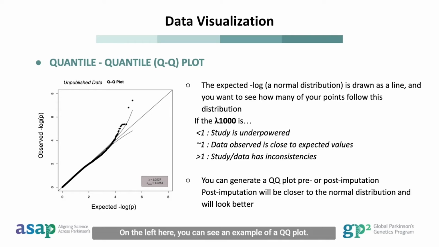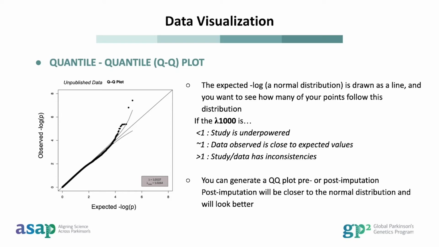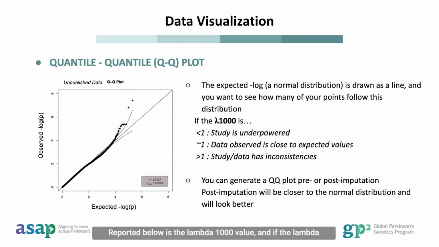On the left here, you can see an example of a QQ plot. The x-axis has the expected or ideal values and makes the diagonal line cutting through the plot, and on the y-axis are the observed values. The expected negative log p-values are generated from a normal distribution, and you want to see how many of your values match up to this distribution. Reported below is the lambda 1000 value, and if the lambda is close to 1, it means the data observed is close to what is expected.